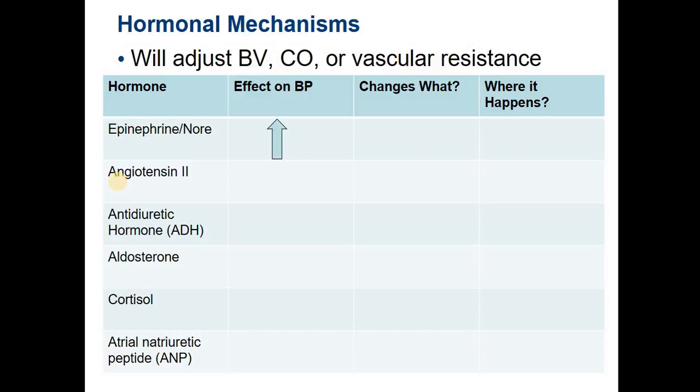You can have epinephrine or norepinephrine. The effect on the blood pressure, it will increase blood pressure. What does it change? It will increase your cardiac output and peripheral resistance. And this happens in the heart, and it acts on your arterioles. So that's how you will interpret this chart.